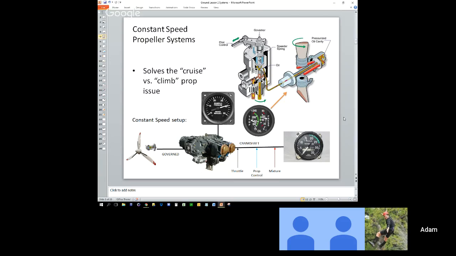Does that make sense? So the prop will adjust on its own even if you have it all the way forward? Absolutely. The constant speed system is designed to hold an RPM value to the extent that it can.